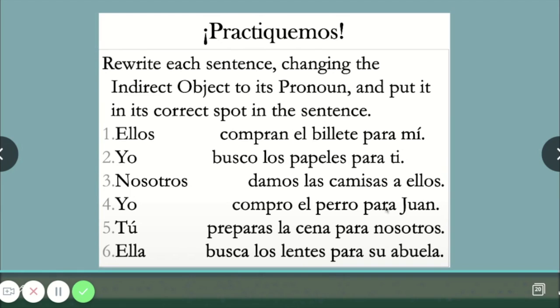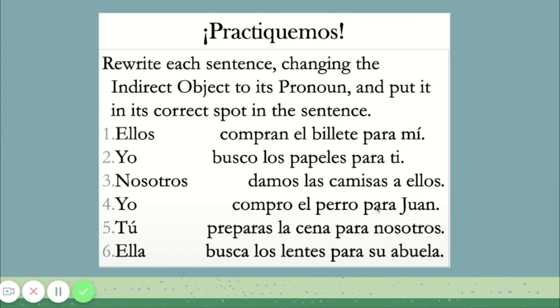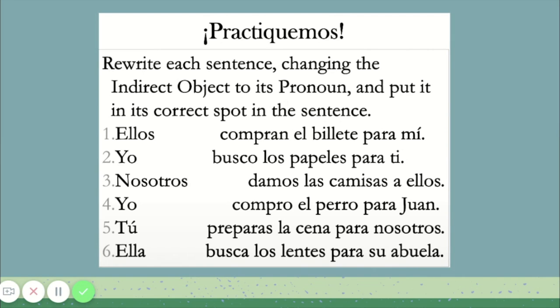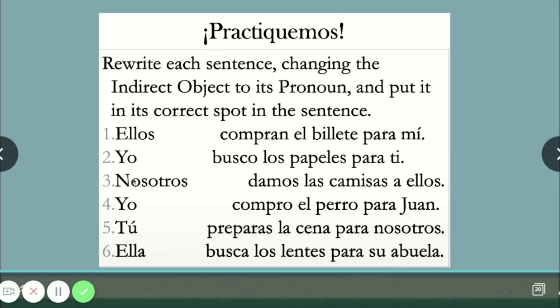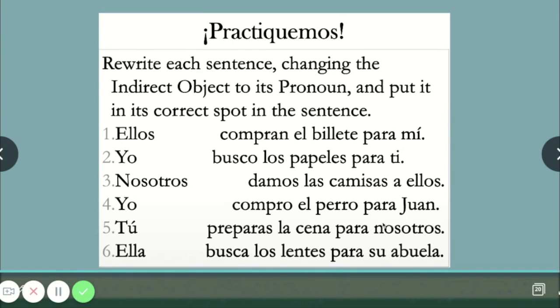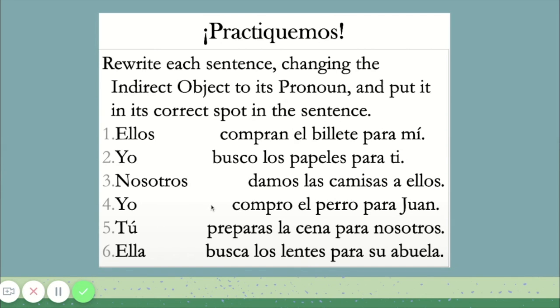Yo compro el perro para Juan. Okay, so now we need an indirect object pronoun to replace para Juan. What do we think? Para Juan. Good, princess. Good, Alondra. Okay. We could say le. Yo le compro el perro.